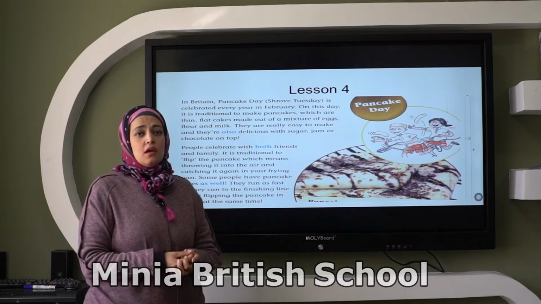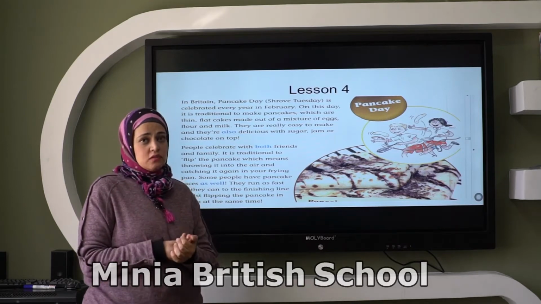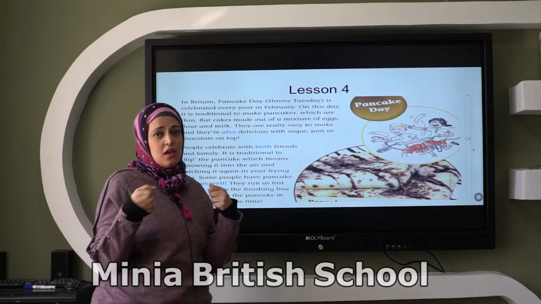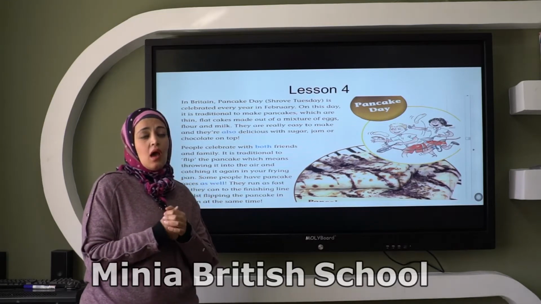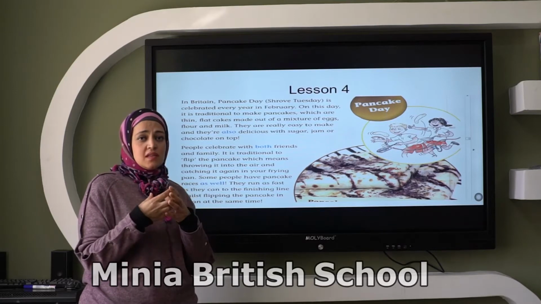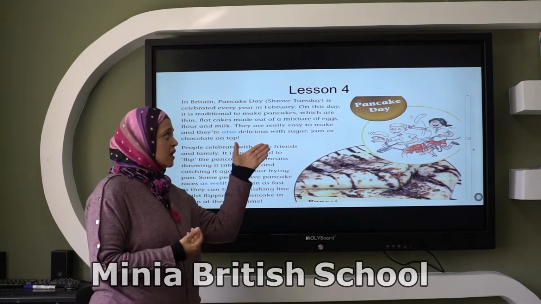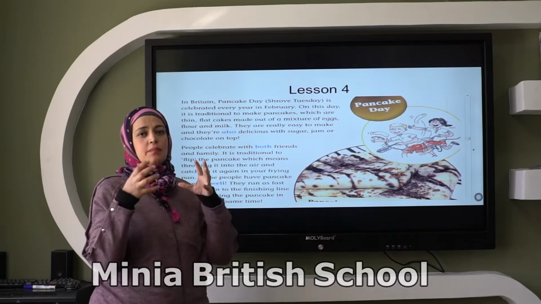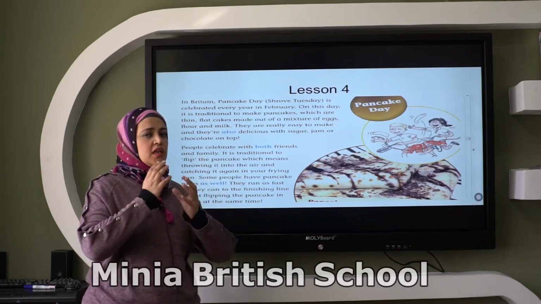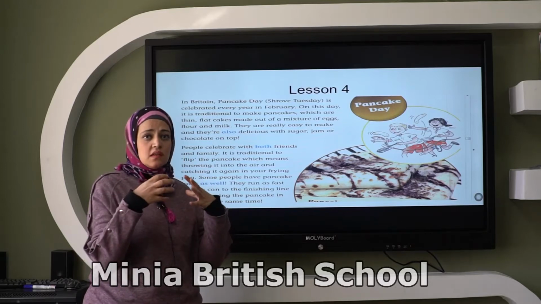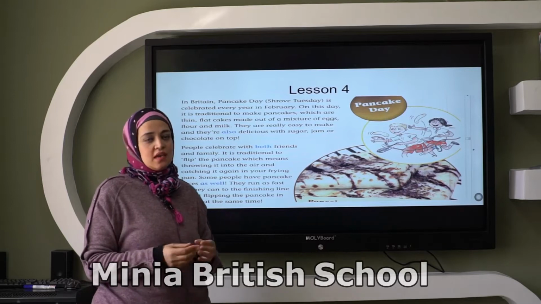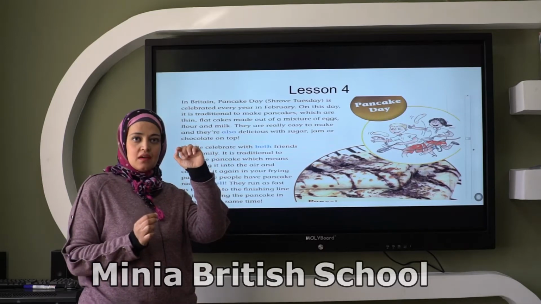How do they celebrate? What do they do? They have pans with them, and inside these pans they make the pancake. How do they make this pancake? Actually, it's a mixture of many different substances. They blend or mix them together to make this pancake, and we can say it's a thin cake.